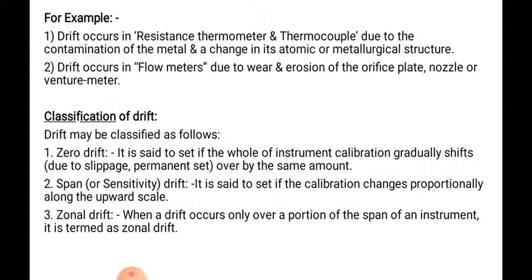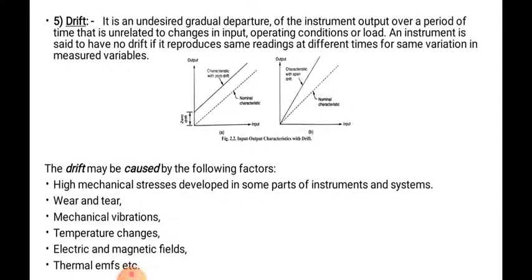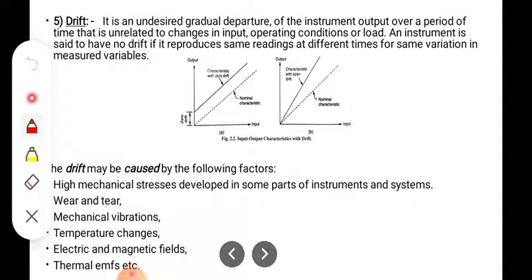First we will see the zero drift. What is zero drift? Zero drift is said to occur if the whole of the instrument calibration gradually shifts by the same amount. It means the complete instrument is shifted gradually by some amount. In this graph we can observe the zero drift shown. See here, this is zero drift, meaning the whole instrument's values are shifted by a certain amount.